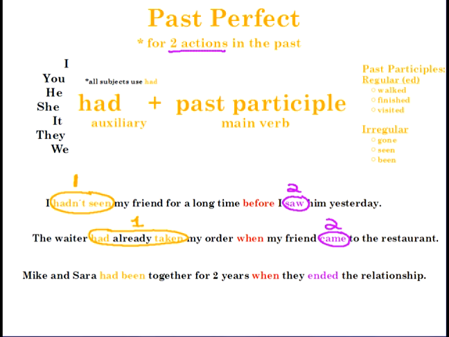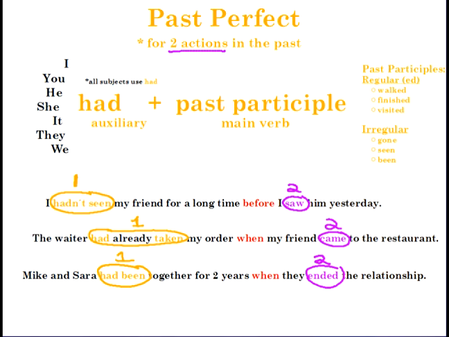Here's another example. Mike and Sarah had been together for 2 years when they ended the relationship. So, again, if I look, my past perfect, Mike and Sarah had been together for 2 years. That's the first thing that happened. When they ended the relationship, this is the second thing that happened. They ended the relationship. Okay? So again, the past perfect indicates the first thing that happened in a sequence of two things in the past.